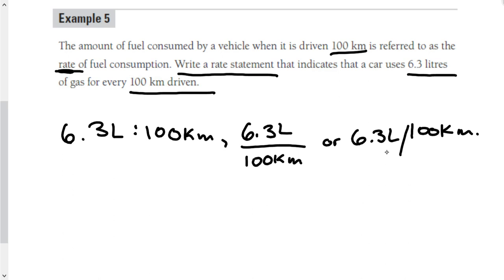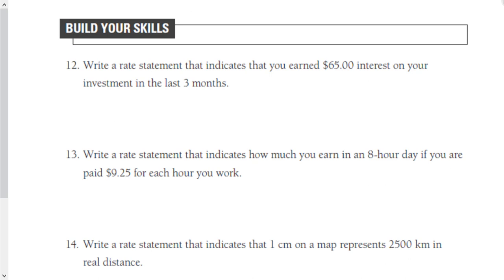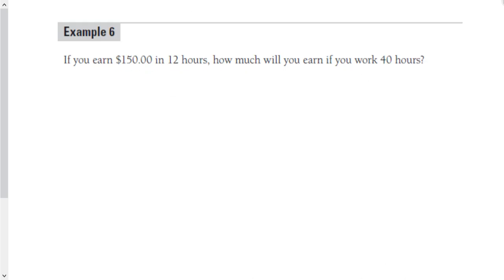For your next set of questions here, these are all build your skill questions. We'll do another example here. If you earn $150 in 12 hours, how much will you earn if you work 40 hours? So this is using a rate and proportional reasoning. And units are very important here, so make sure to always include your units.